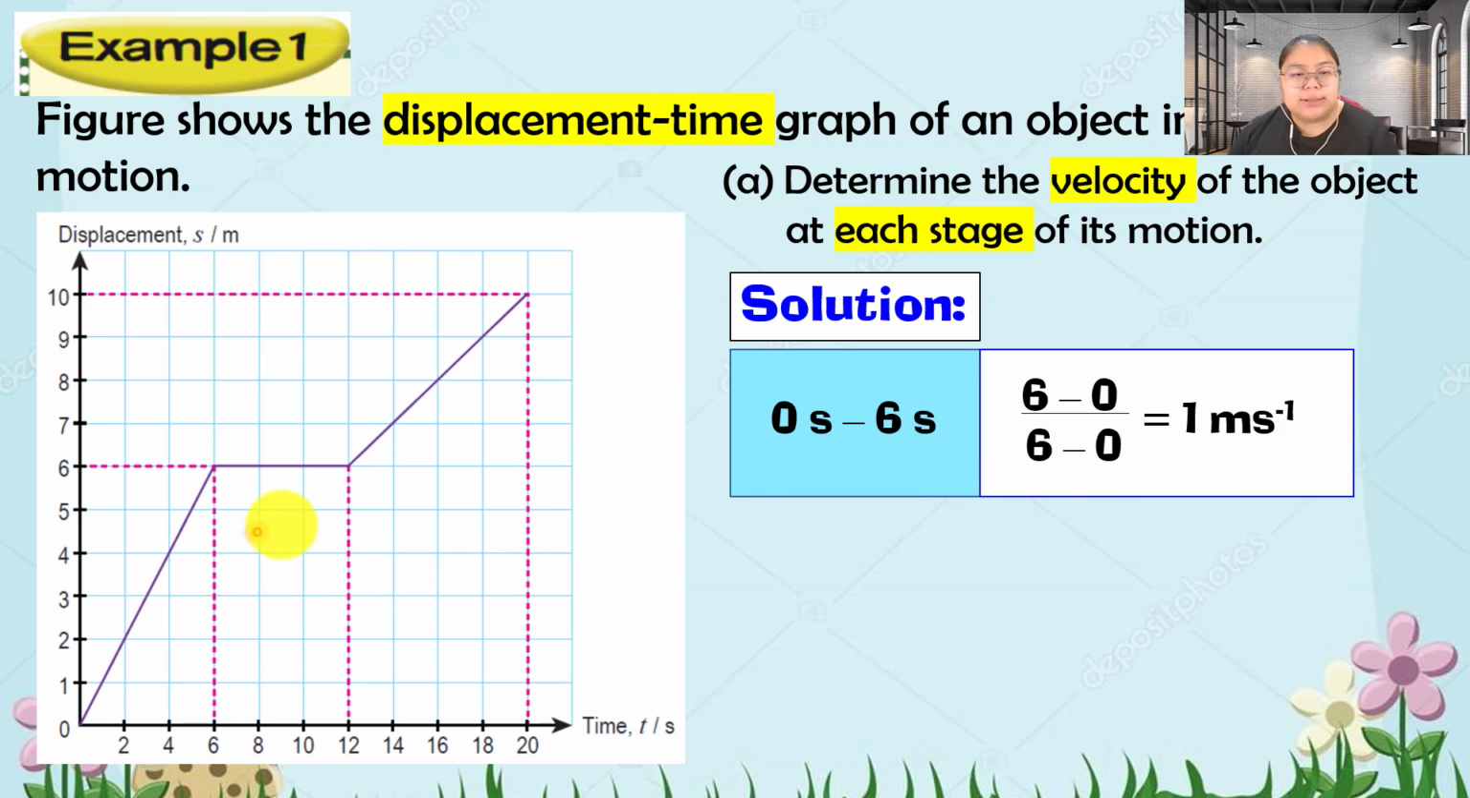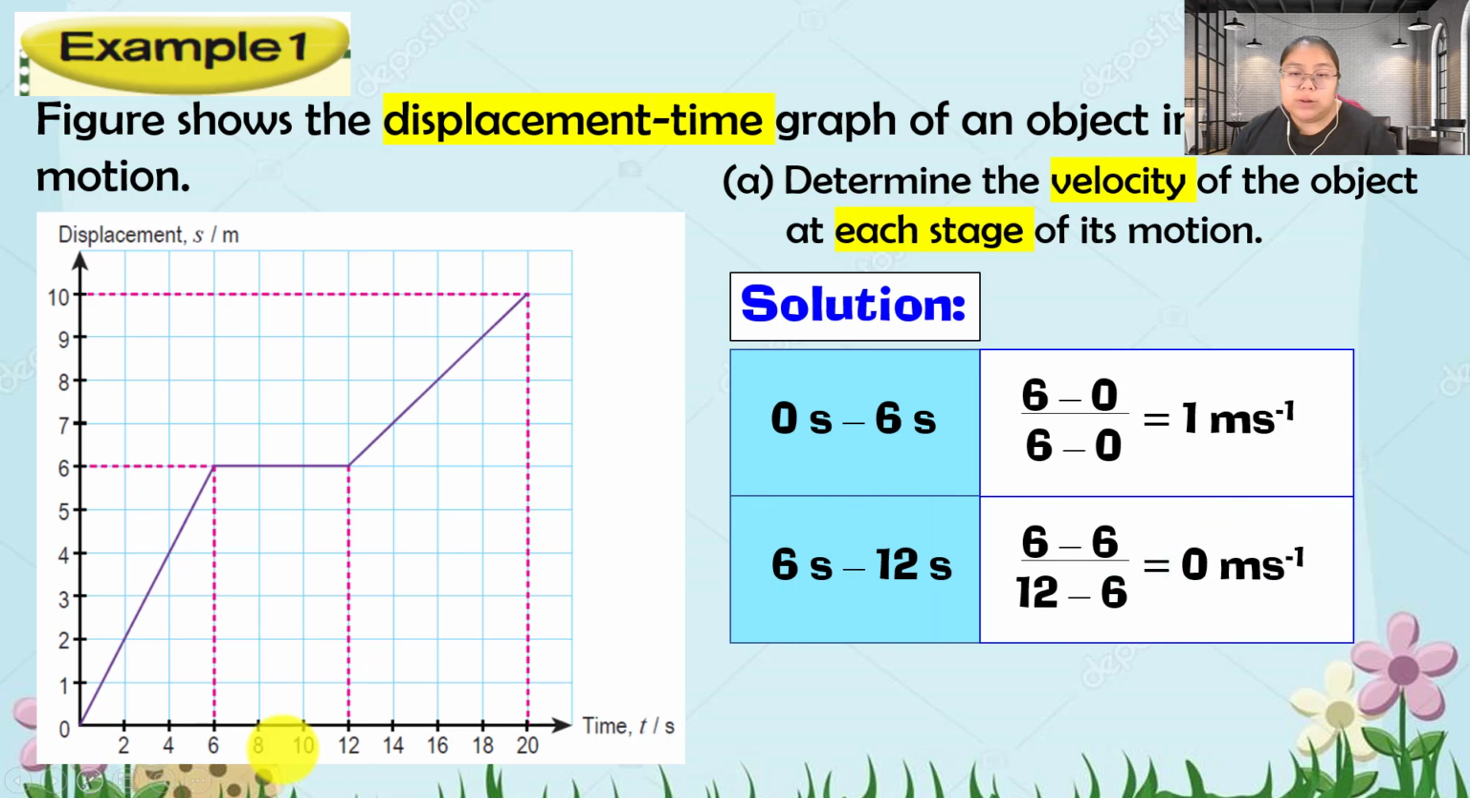Okay, how about part B? This one is part B, from 6 to 12 seconds. Part B is actually flat, right? Flat means the object is stationary. They never move, they just rest. So if stationary, the velocity will be 0. But I still need to show the calculation. So 6 to 12: 6 minus 6, because it's flat, over 12 minus 6. So it becomes 0, because the top is already 0, and 0 over anything is 0. So your answer is 0 m/s.